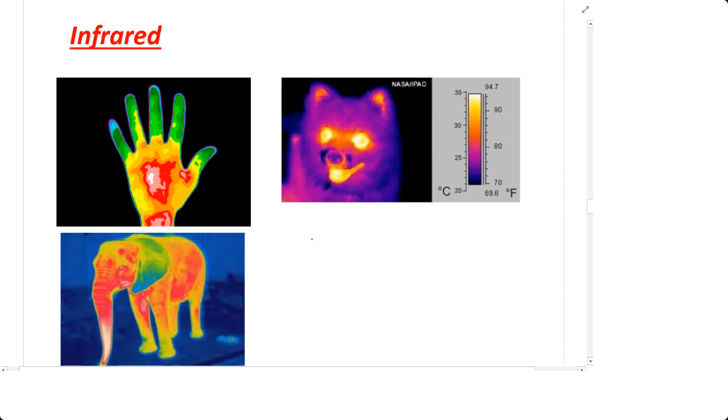So as you can see here, this is a thermogram. It's an image showing different objects' temperatures in different colors. You can see this hand, this is a thermogram of this hand. The difference in colors shows that there is a difference in temperatures between this part and this part. Also in the elephant, you can see the difference in colors. These differences in colors show the difference in temperature between different parts of the elephant.